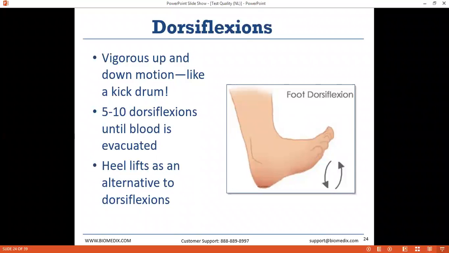Just like with the gain changes that we were discussing a couple of slides ago, though, if you're instructing a patient to do heel lifts on one side because they can't make that up and down motion, you're going to want to make sure that they're performing the exact same motion on the other side, so we're doing an apples-to-apples comparison.